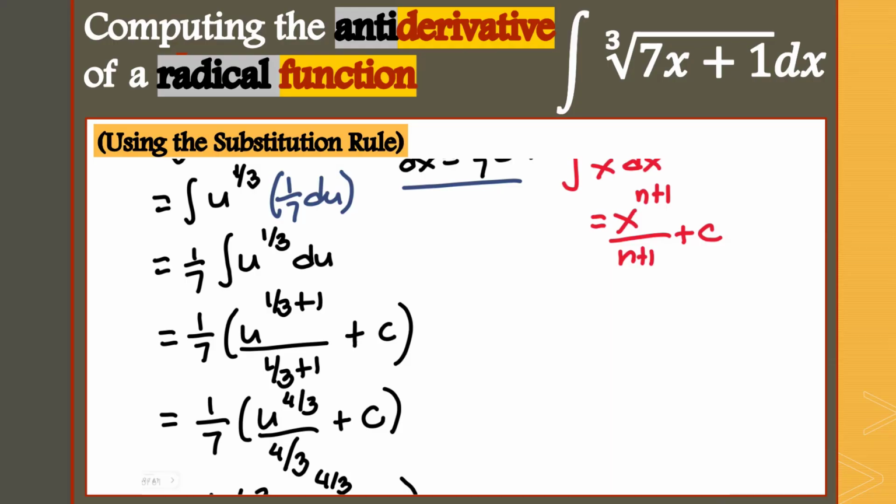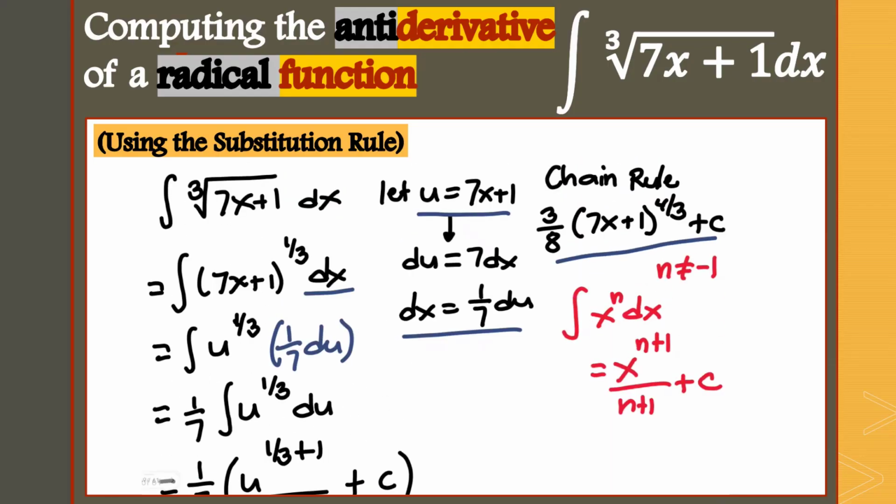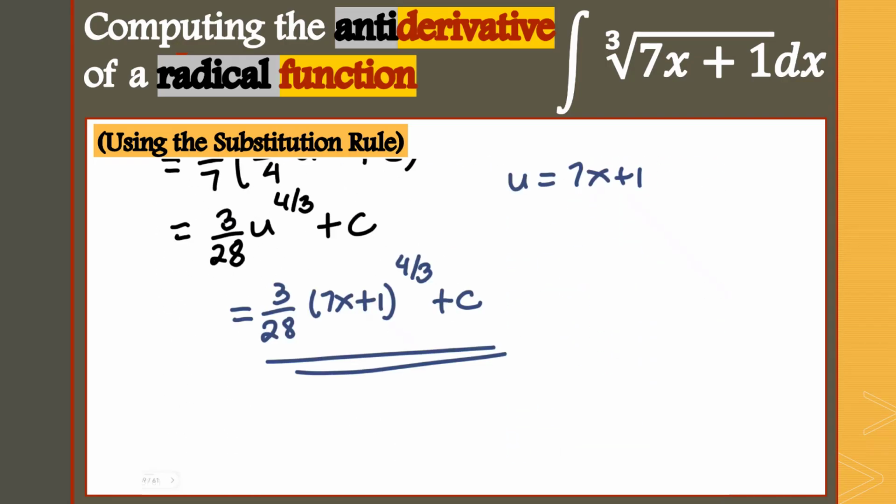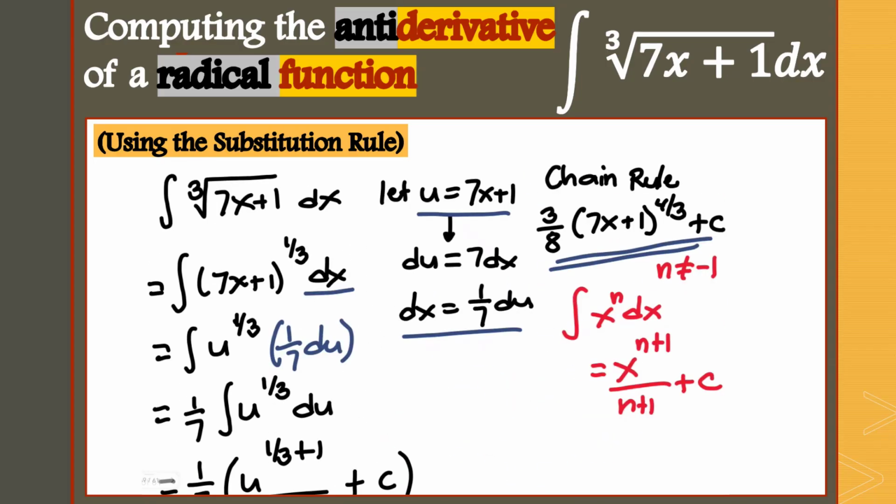Going back to the result previously provided in the chain rule in the previous video, please try to review that video as well. We have the same answer, 3/8 of the binomial expression 7x plus 1 to the power of 4/3. Similar here, plus c. This means it's up to you which of the two rules you are more comfortable with to use in your specific situations, unless you're required to use the chain rule or substitution rule. This is for this video.